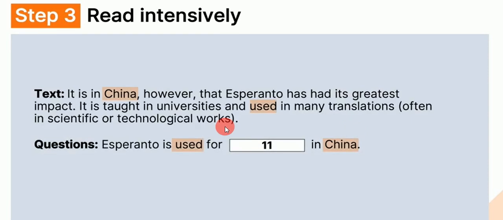Look at the sentence from the passage and complete the question. Remember, you must use the exact words from the passage. Do not change the word form. Yes, the answer is many translations. The word many is optional. You will be marked correct if you include it or if you just write translations, as both have the correct meaning and are within the word limit.